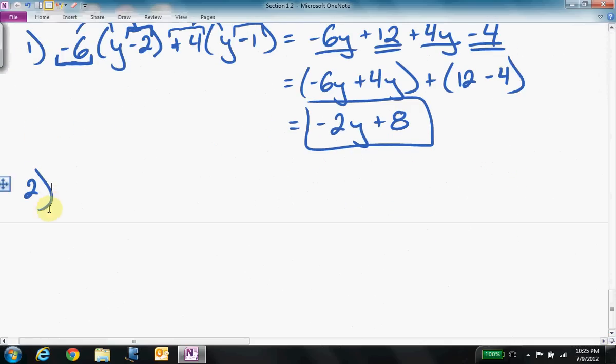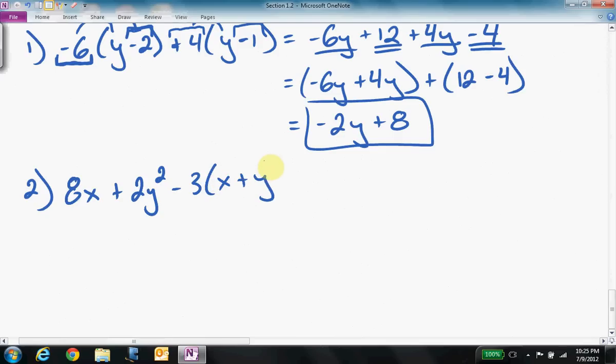Number 2 is 8x plus 2y squared minus 3 times the quantity x plus y squared. So it's a little different than the first problem in the fact that we have multiple variables. We've got x's and we have y's, and our y's are squared. So, not a big deal. When you're grouping like terms, you have to group your x's with your x's and your y squareds with your y squareds.